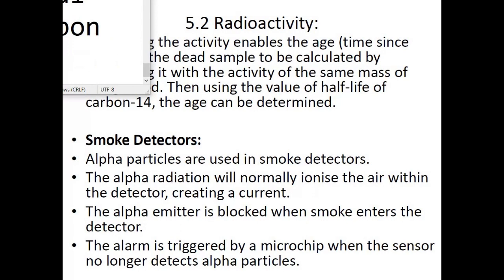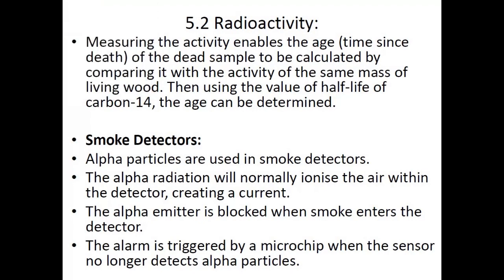Another use of radioactive elements is inside smoke detectors. Alpha particles are used in smoke detectors. The alpha radiation will normally ionize the air within the detector, creating a current. The alpha emitter is blocked when smoke enters the detector. The alarm is triggered by a microchip when the sensor no longer detects alpha particles.